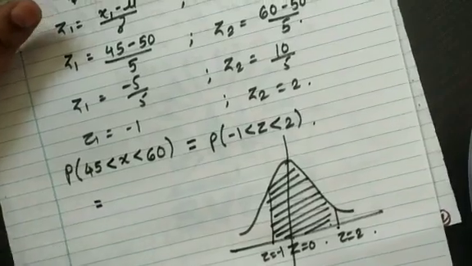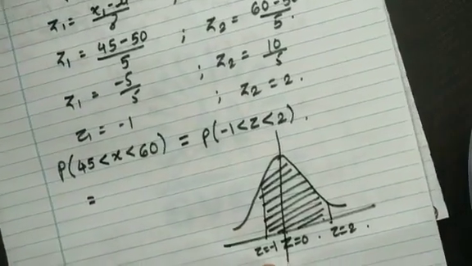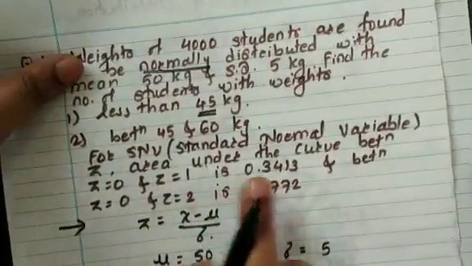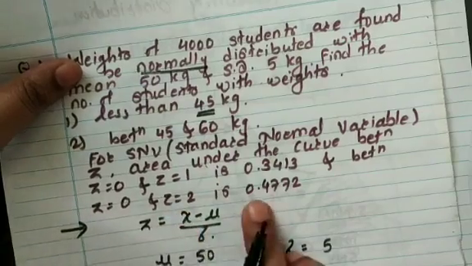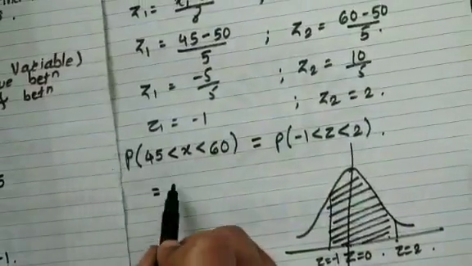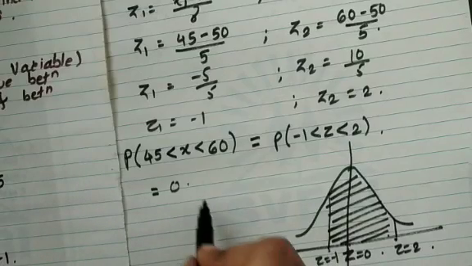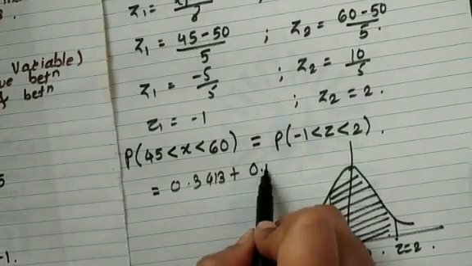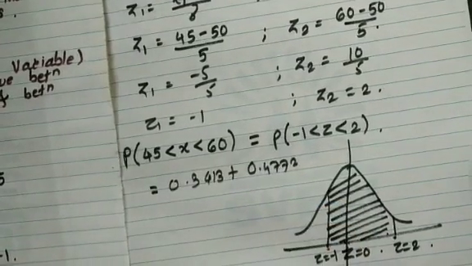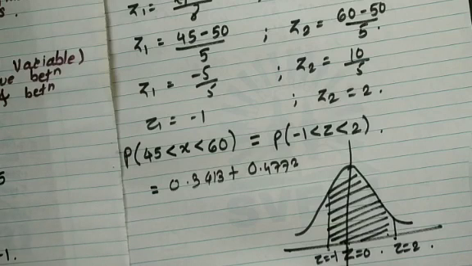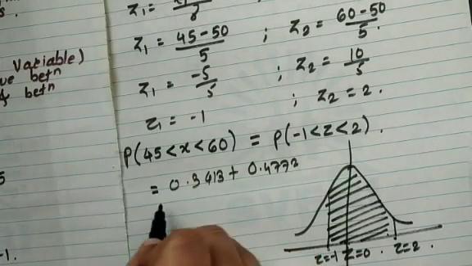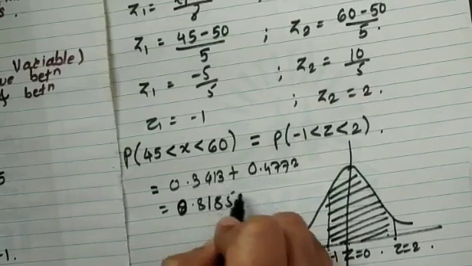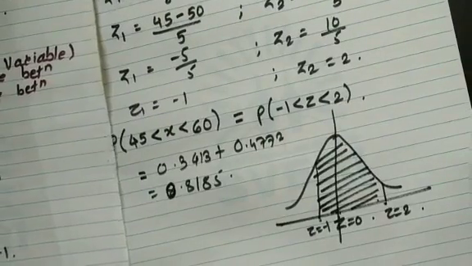That is equal to z is 0 to 1. It is given to you. The z is 0 to 1 area and z is 0 to 2 is also given to you. So we have to simply add them. That is, the 0 to 1 area is 0.3413 plus the 0 to 2 area is 0.4772, and which is equal to 0.8185. This is the probability.